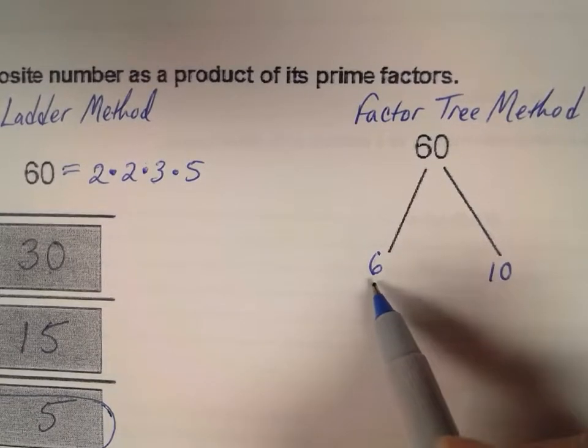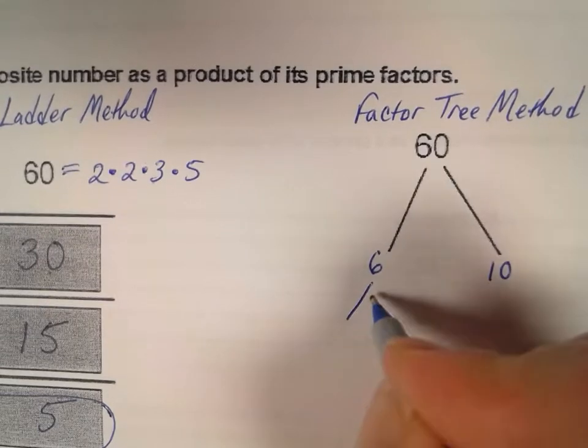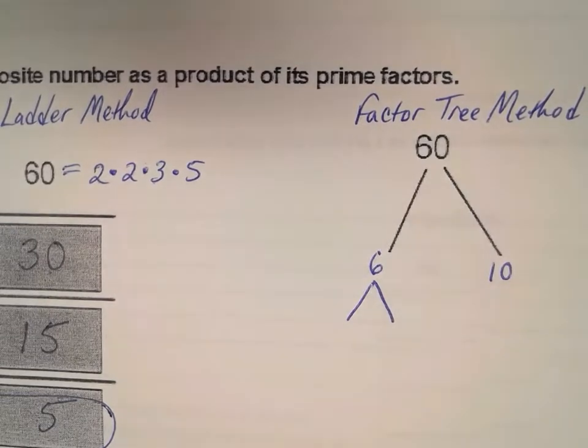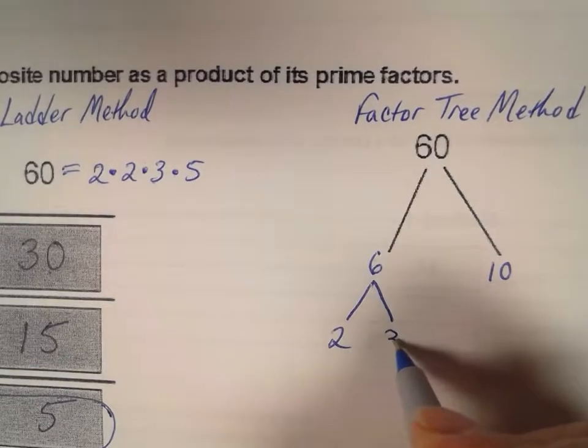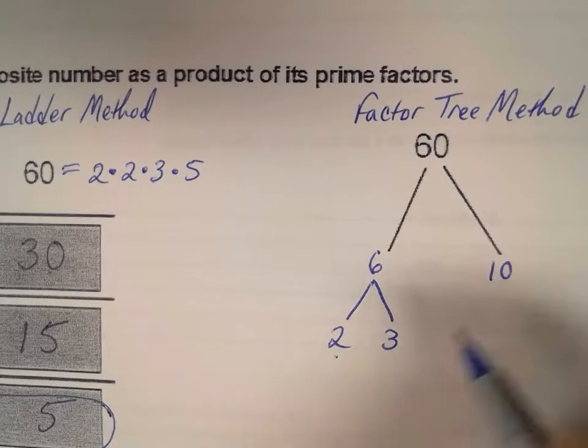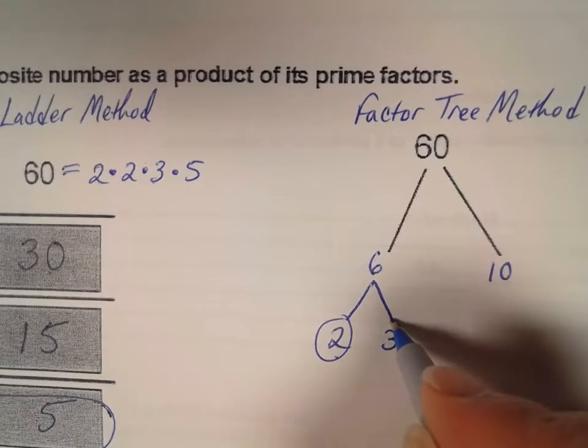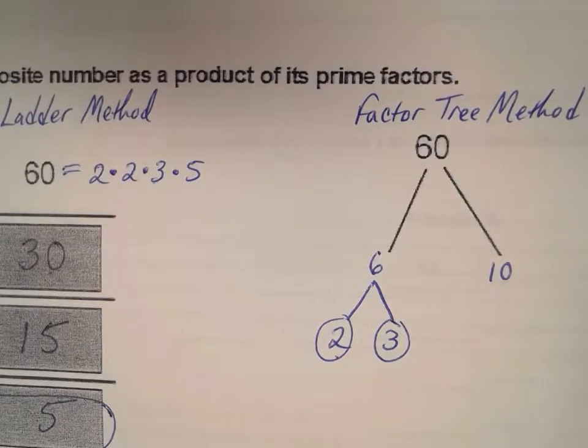Well then, you say to yourself, is 6 prime or composite? Oh, it's composite. We're going to break it down into 2 factors. So what times what will get me 6? How can we break it down into what we're trying to get to, prime numbers? Well, 2 times 3 will work. And actually, 2 is prime, so I circle it. 3 is prime, so I circle it. This part of my tree is done.